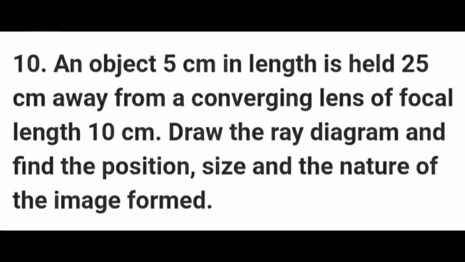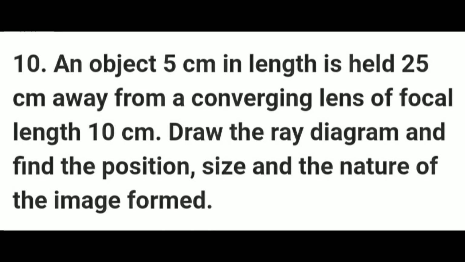This is one numerical from the back exercise of your NCERT. Question number 10. It says an object 5 cm in length is held 25 cm away from a converging lens of focal length 10 cm. Draw the ray diagram and find the position, size and nature of the image formed.